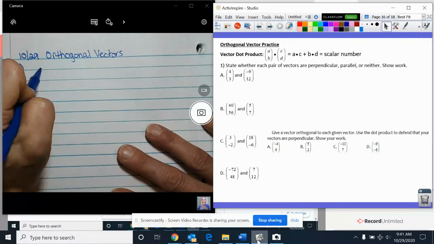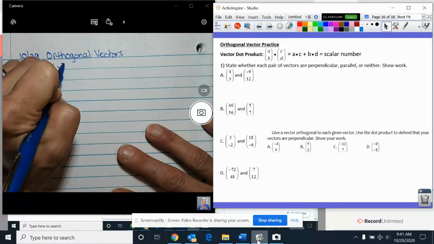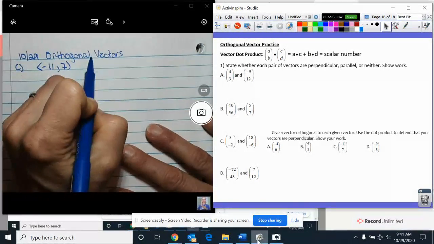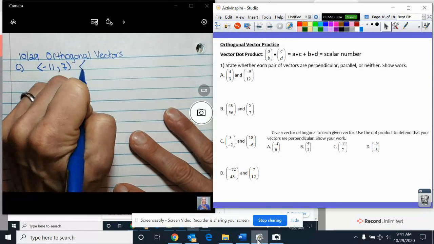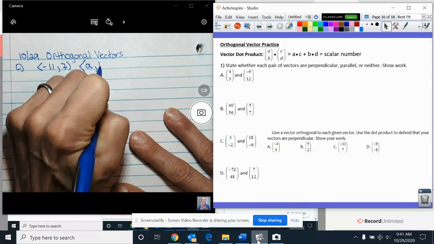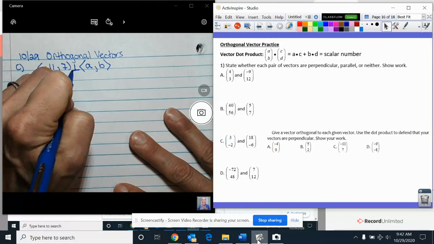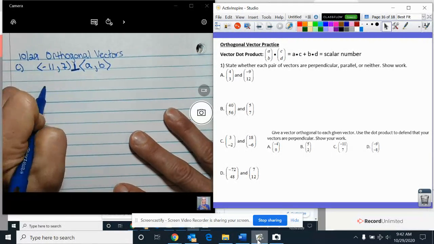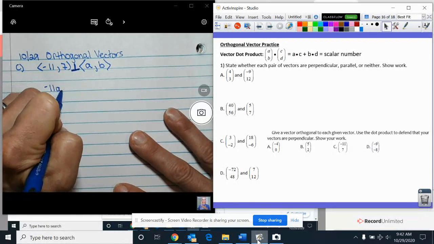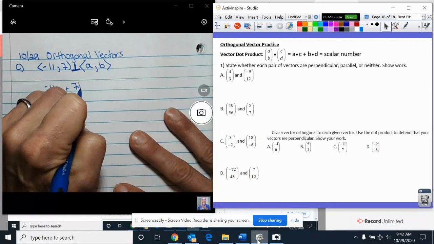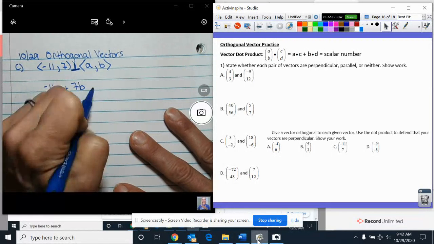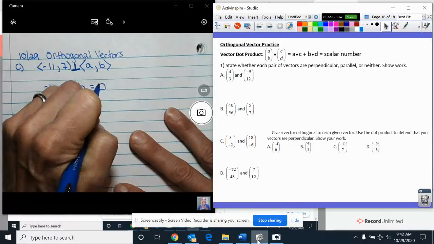Now in C, we have vector negative 11 and 7. So following the dot product, let's say our other vector is A and B. In order for them to be orthogonal, we need negative 11 times A plus 7 times B, and that needs to equal 0.